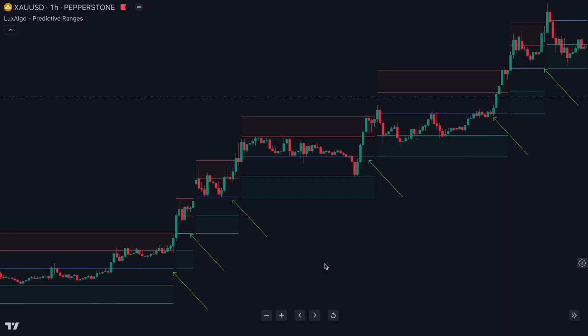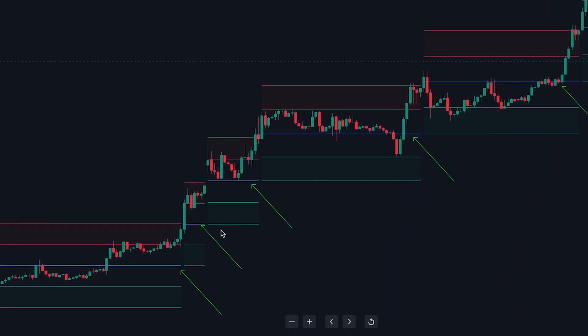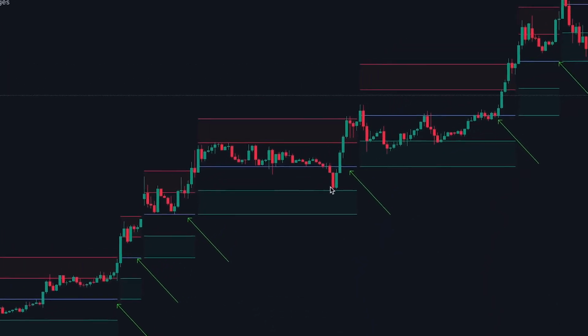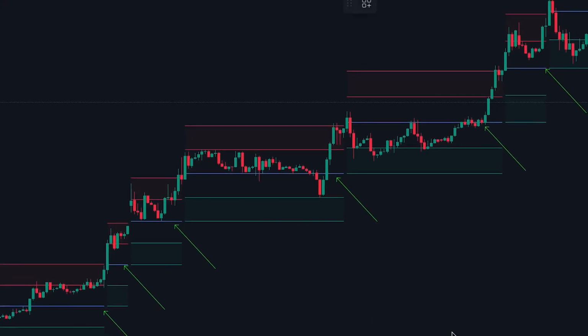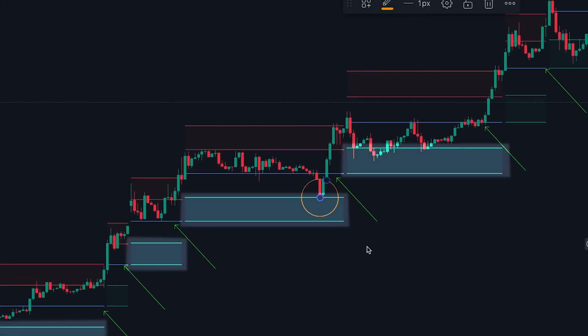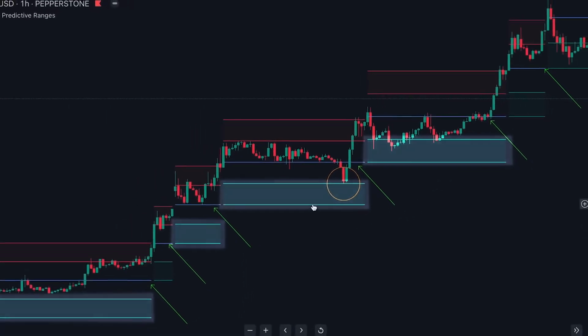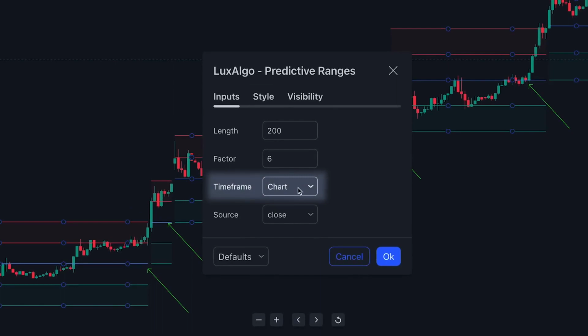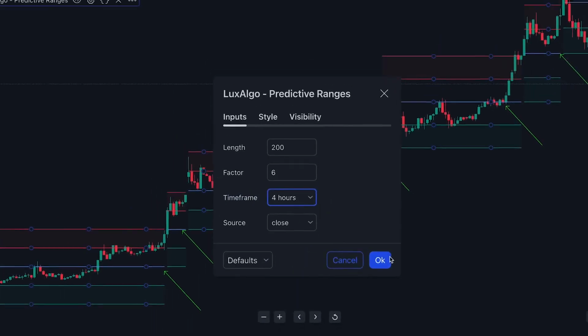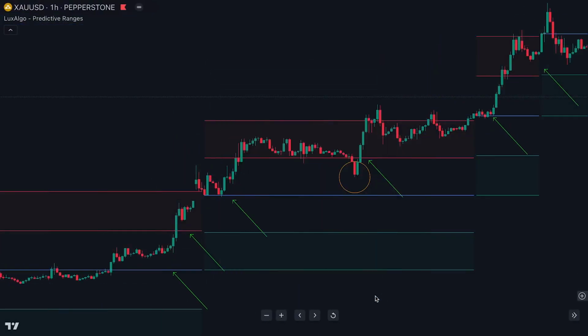For example, here we can see that price is trending bullish. We know that based on the equilibrium line here that keeps setting higher highs, and we also see that price keeps rejecting the support levels of the ranges. But if we wanted to know when the price will reverse, we could go to a higher timeframe using the timeframe settings to see a more significant range that we are potentially trending in.